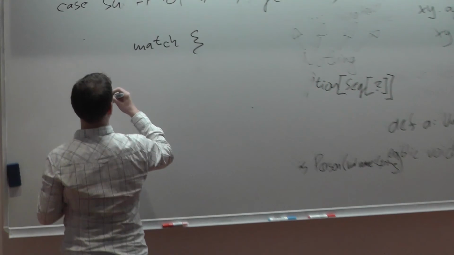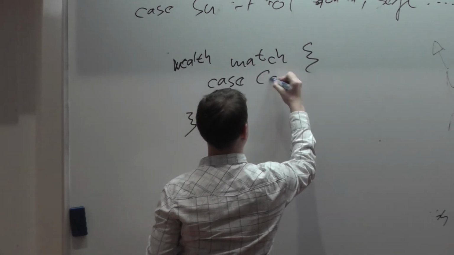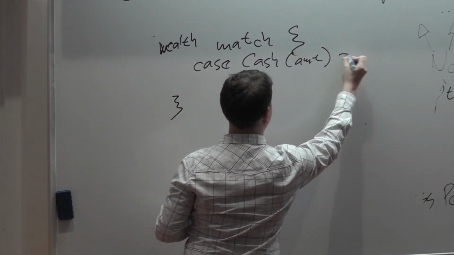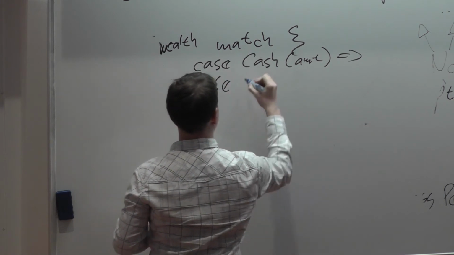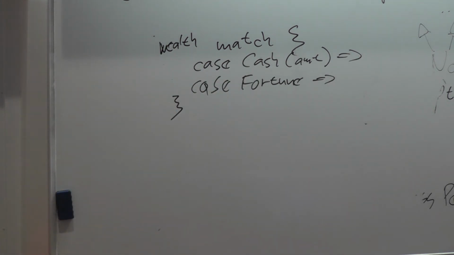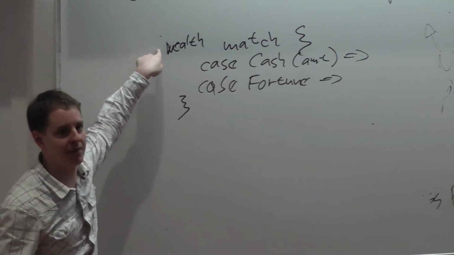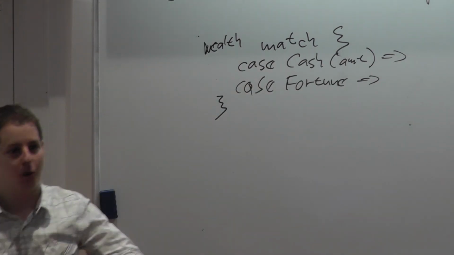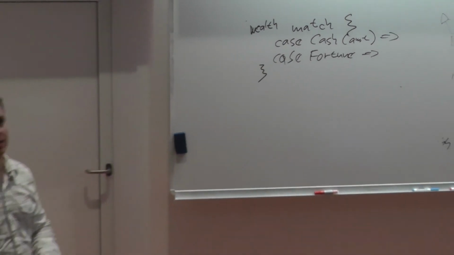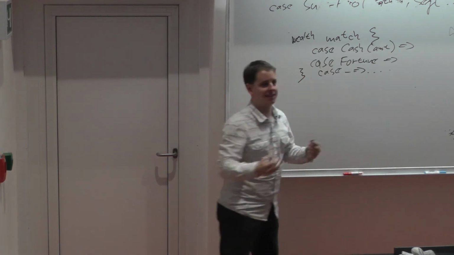So let's say you are matching against someone's wealth, and it's either Cash with some amount or it's a Fortune. And what does the compiler say to you? That the match is not exhaustive. What if the wealth is something else? And you know, no, it cannot be something else, it's either cash or fortune. It's okay, but the compiler is still warning. You need to put your default. So okay, you put the default case, which really doesn't do anything because it can never ever be reached.